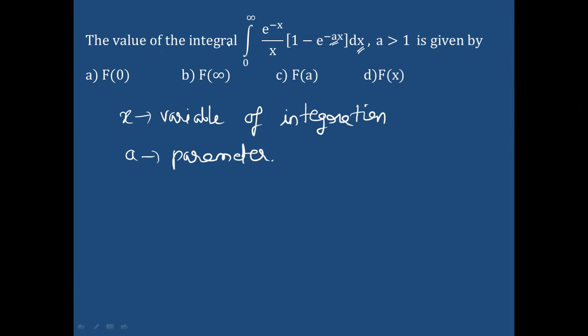So that is what is considered as a function of a. That's why the value of the integral is given by what? A function of that parameter. So what is that? F of a. Right. So the correct option is option number C. Now let's have the next one.